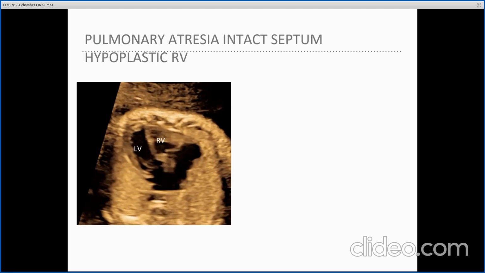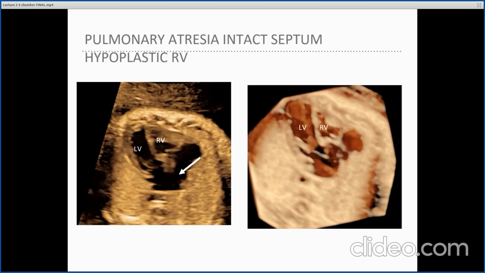Now we move on to the next anomaly, which is pulmonary atresia with intact septum with hyperplastic right ventricle. So this is a four-chamber view of the same, showing a normal size LV, while the right ventricle is quite small. There is a large interatrial communication. This is shown in the 4D rendered, surface rendered picture. The cavity of the right ventricle is small. The tricuspid valve doesn't open very well, and there is a large interatrial communication.